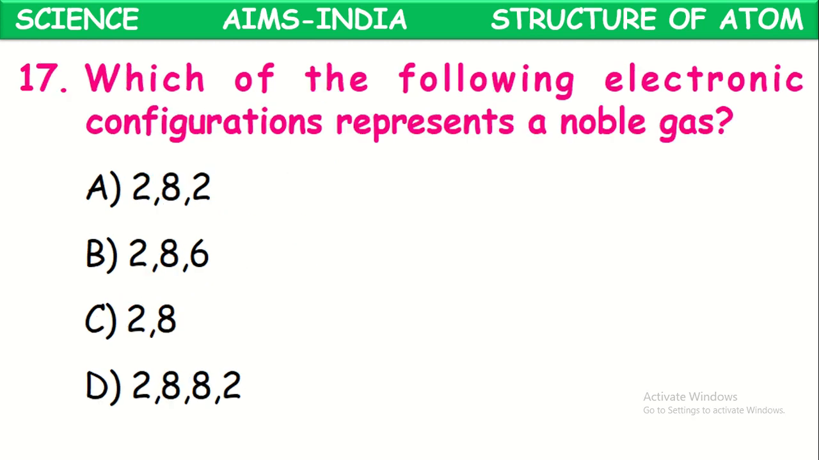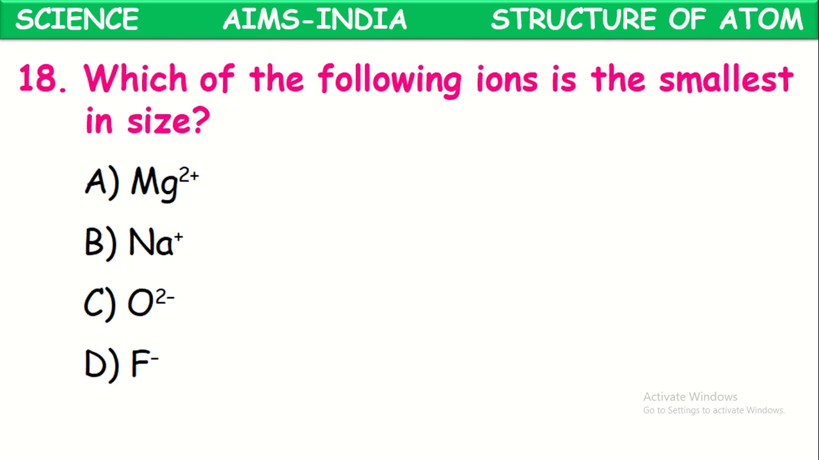Next, which of the following electronic configurations represents a noble gas? Noble gases have the configuration with 8 electrons in their outermost shell, and thus they are more stable, and hence they are called noble gases. See, the configuration with 8 electrons in the valence shell, meaning the last shell. This is that.